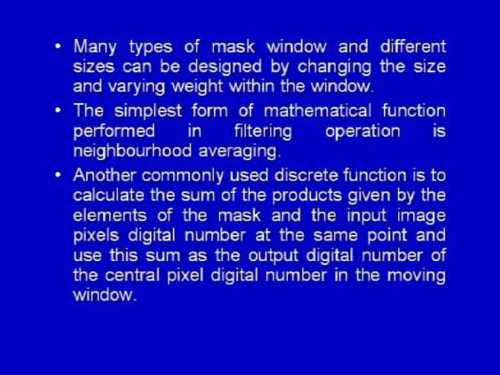The simplest form of mathematical operation performed in filtering operation is neighborhood averaging. Another commonly used discrete function is to calculate the sum of the products given by the elements of the mask and the input image pixels' digital number at the same point, and use this sum as the output digital number of the central pixel in the moving window.